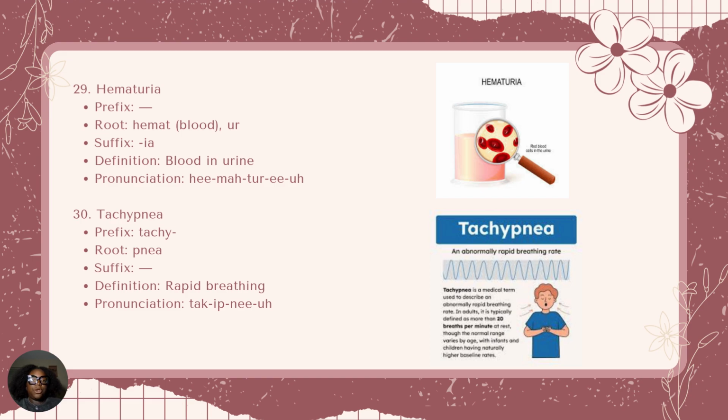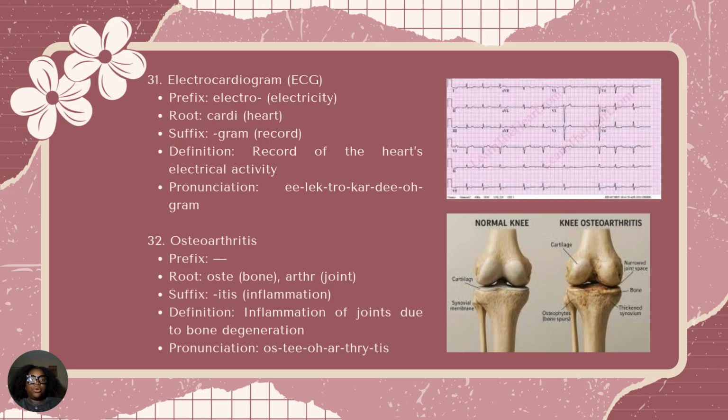Continuing on with the urine terms, we have hematuria, which is blood in the urine, and the root word is hemat, which is blood, and ur, which is still urine, and then the suffix is ia. And then we have tachypnea, which tachy is fast, like tachycardic, and the root word is pnea, which is breathing, so it's rapid breathing.